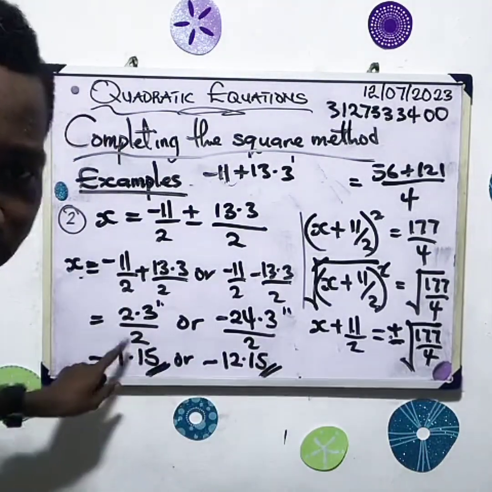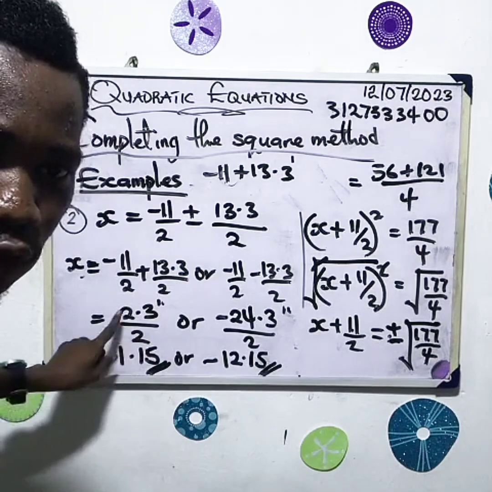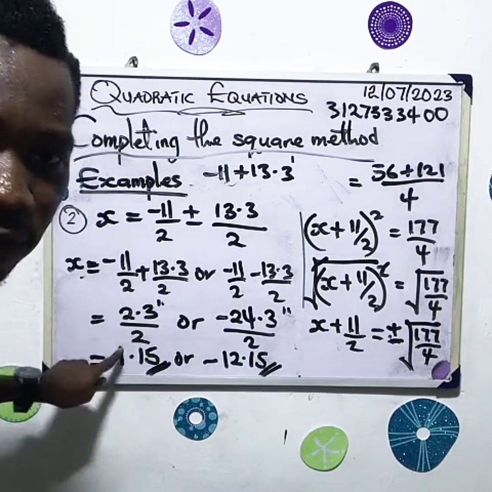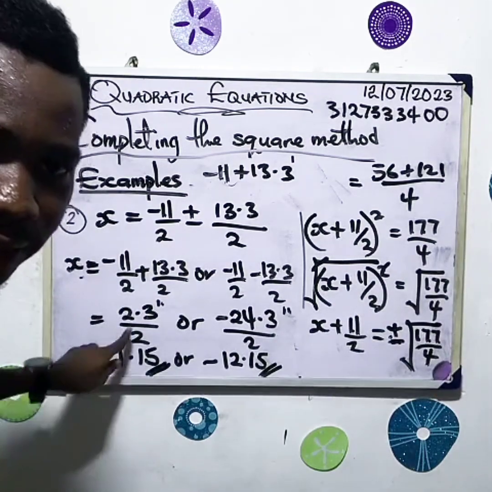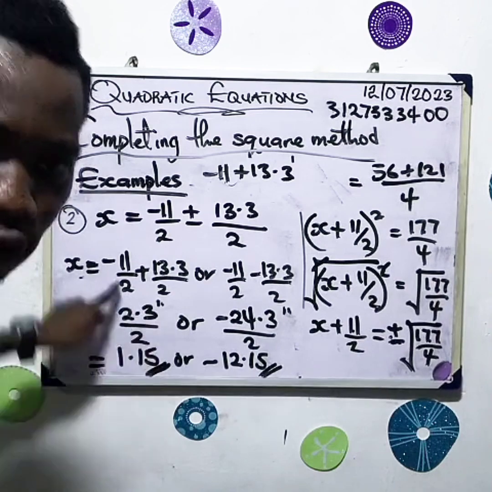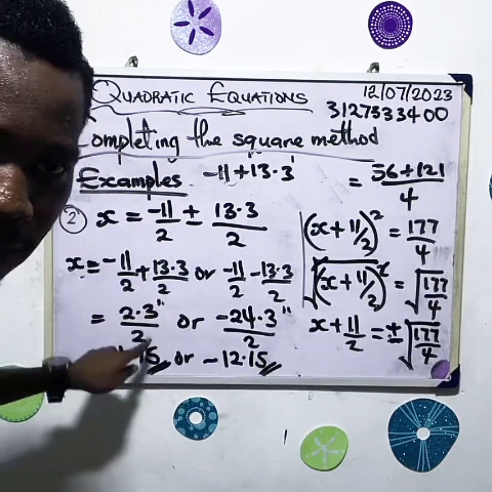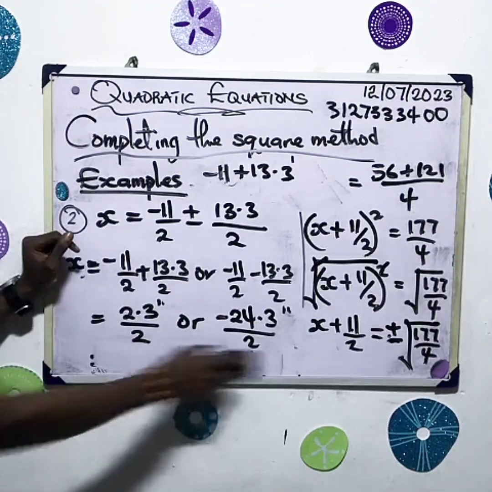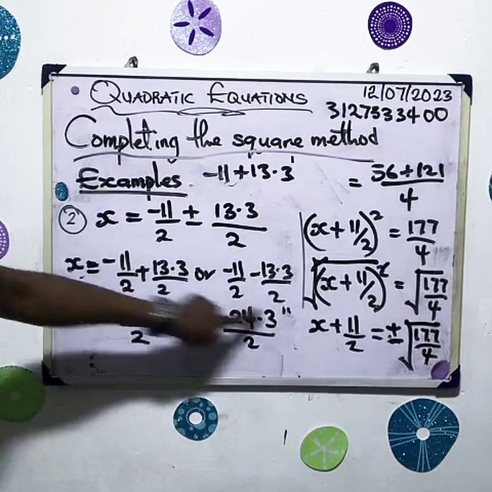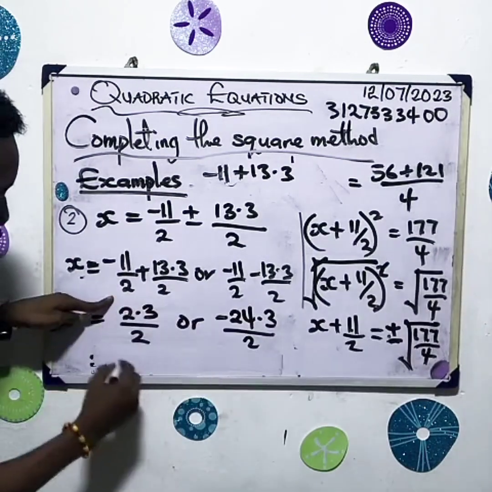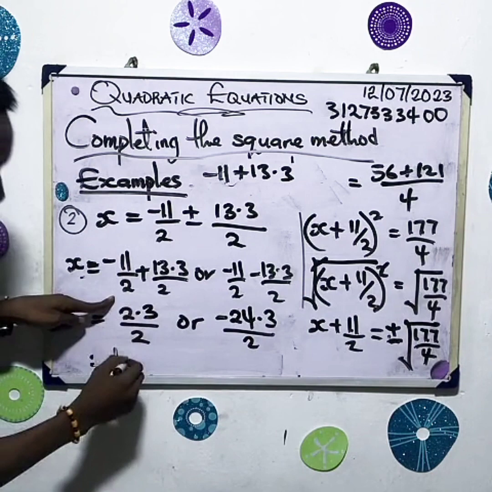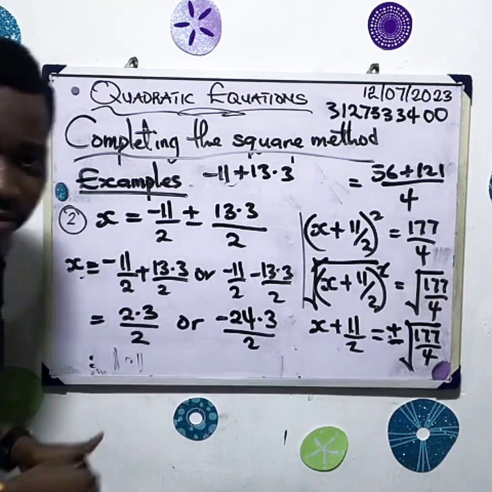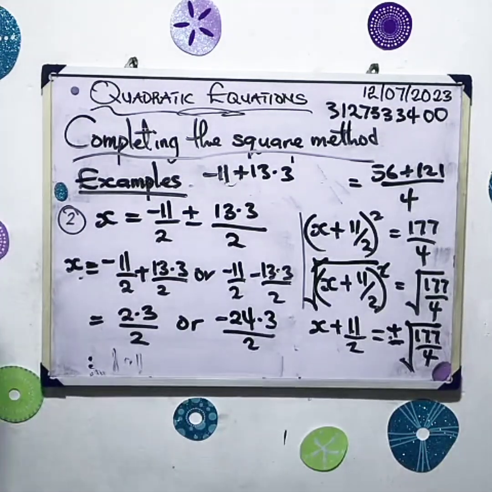Now when we divide this, 2.3 over 2. 2 into... Oh, our time is up. We're going to stop. 2.3 over 2. 2 divided by 2 is 1. Then your decimal point. 3 divided by 2, 1. In other words, how many 2s can we get in 3? It is 1 with a remainder of 1.